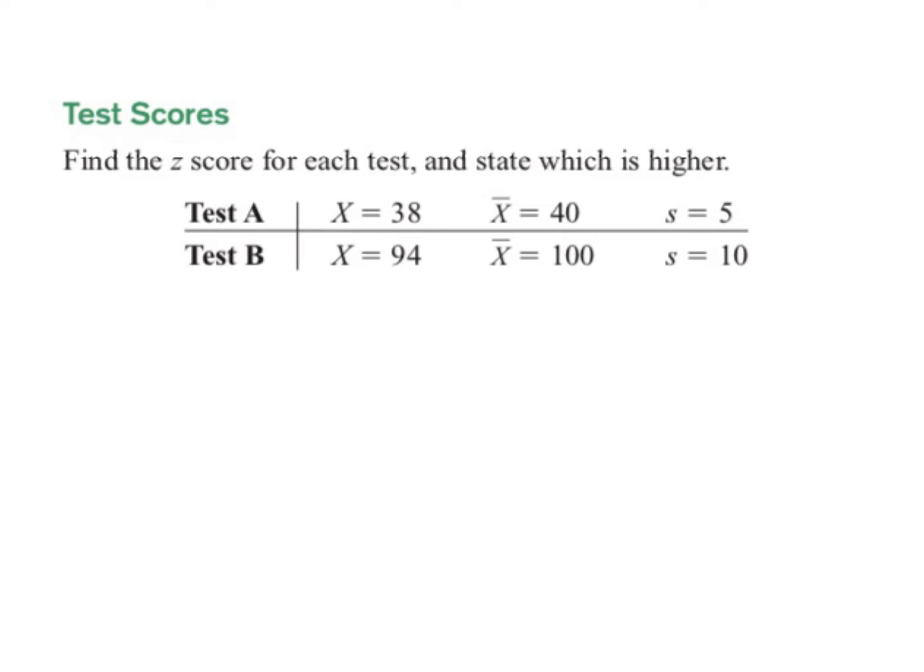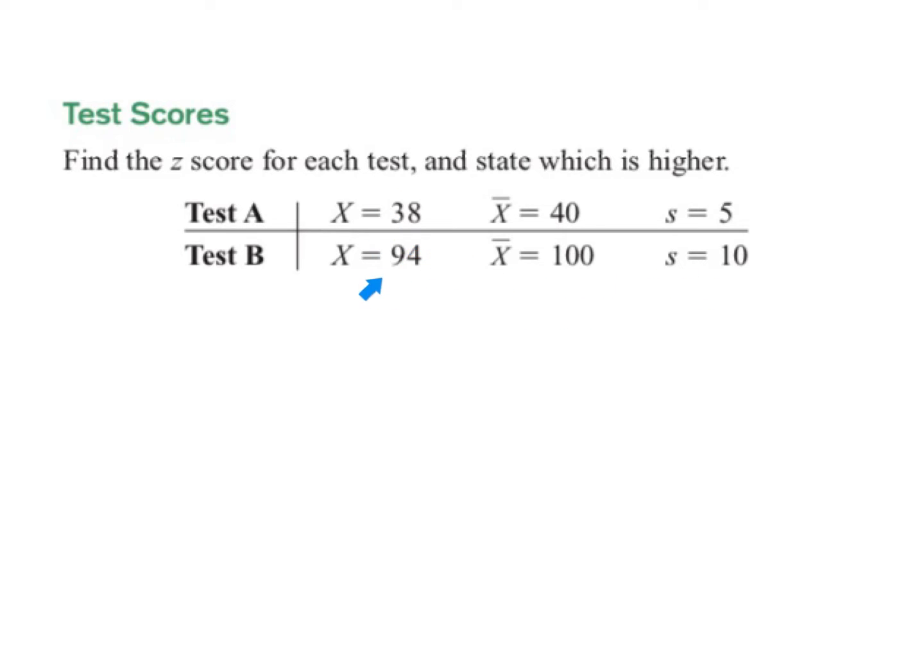So for test A, we're going to take my particular value, the one we're looking at is 38, subtract the mean, and divide by the standard deviation. Before I do all the calculation, what do I know about the value of the z-score for test A? What kind of number are you going to get? Negative. You're going to get a negative. Are you going to get a negative for test B?